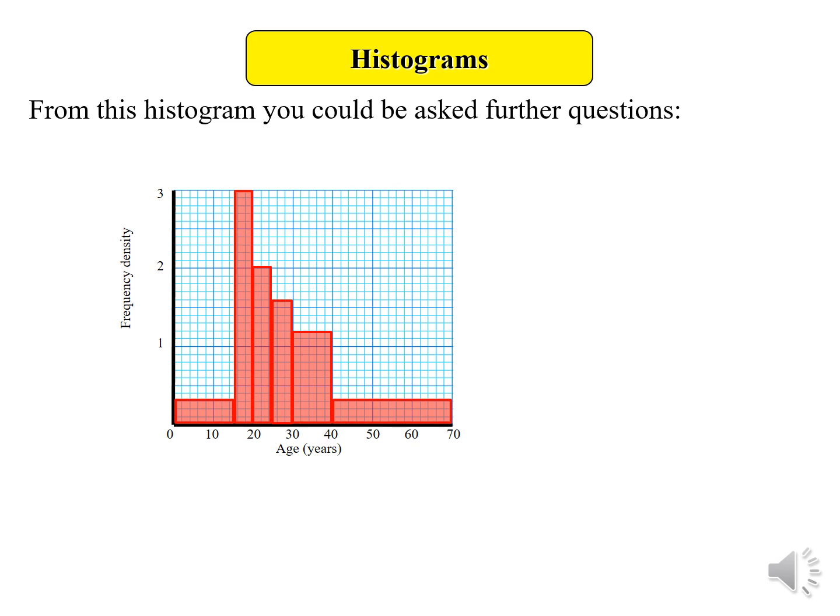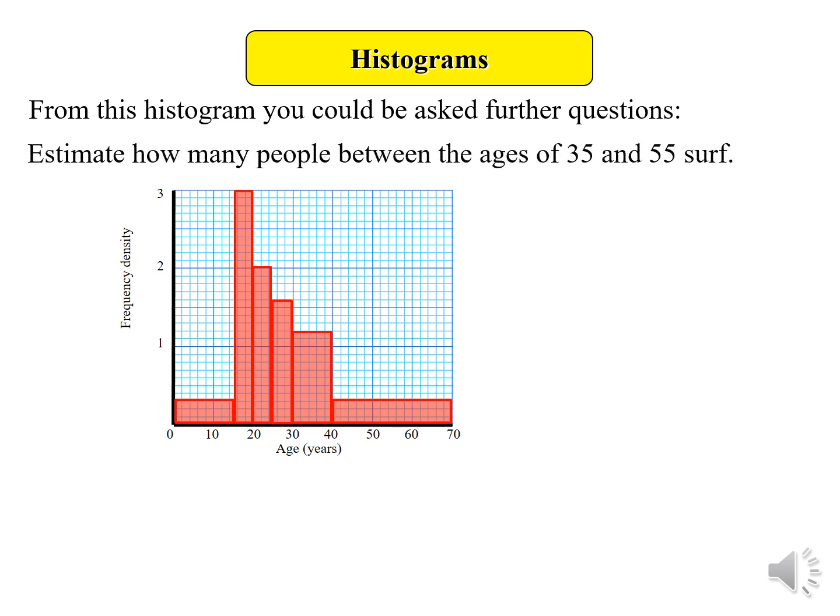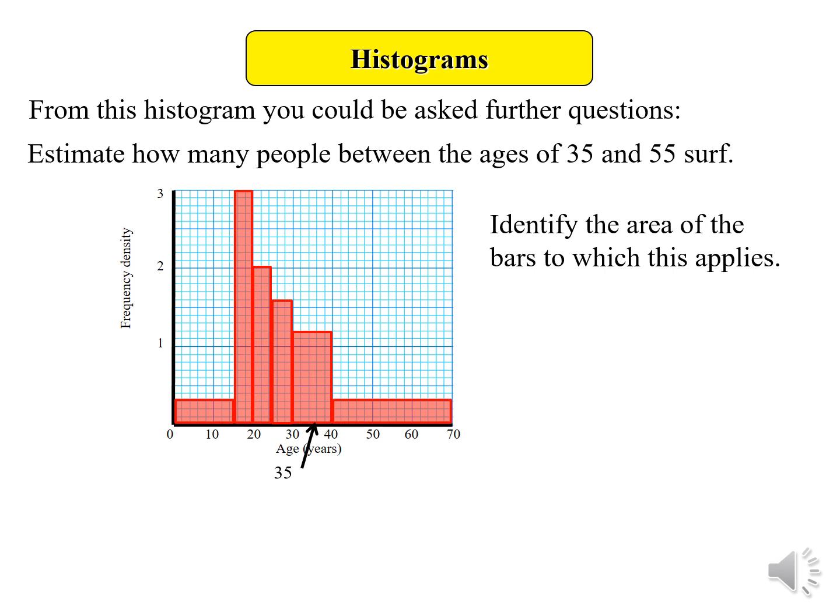So from this histogram we can interpret and find out further answers also. For example, we have to estimate how many people between age 35 to 55 will serve. That is, 35 falls in 30 to 40, and 55 will be from 50 to 60. Just consider, we have to identify the area of the graph which this applies to. So 35 will be here, 55 will be here. The colored area is to be estimated.